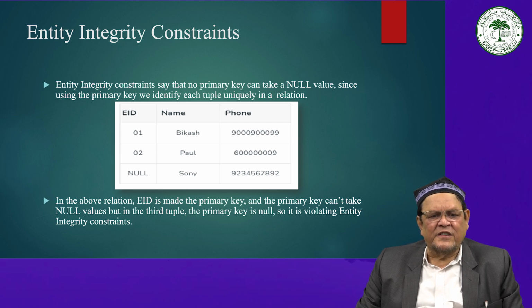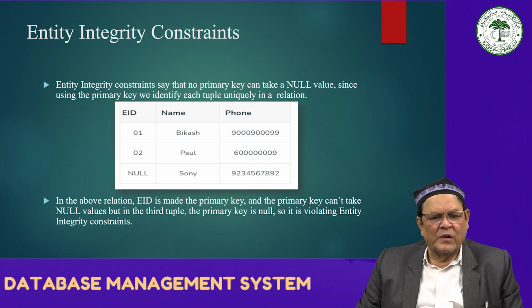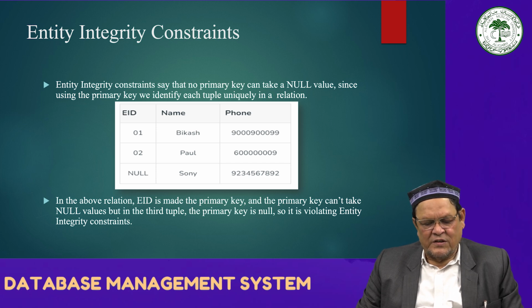Entity integrity constraints say that no primary key can take a null value, since using the primary key we identify each tuple uniquely in a relation. In the above relation, EID is made the primary key, and the primary key cannot take a null value, but in the third tuple, the primary key is null, so it is violating the entity integrity constraint.